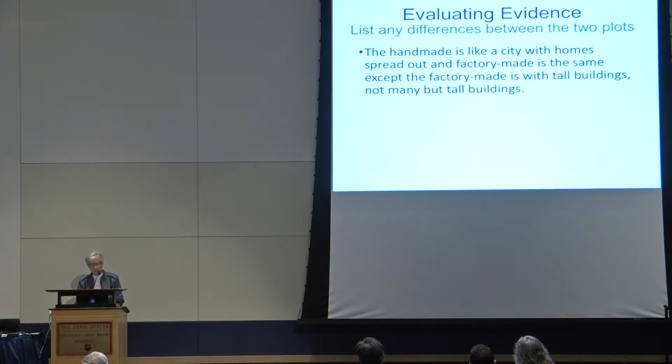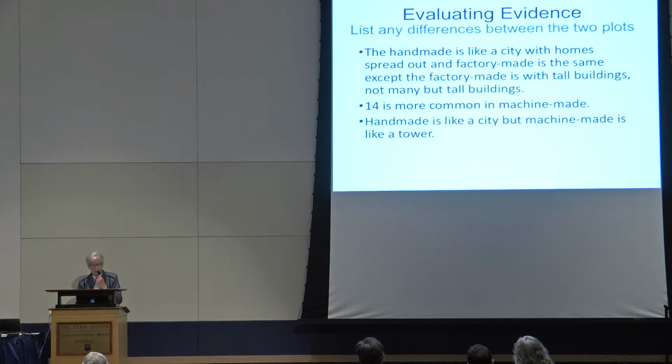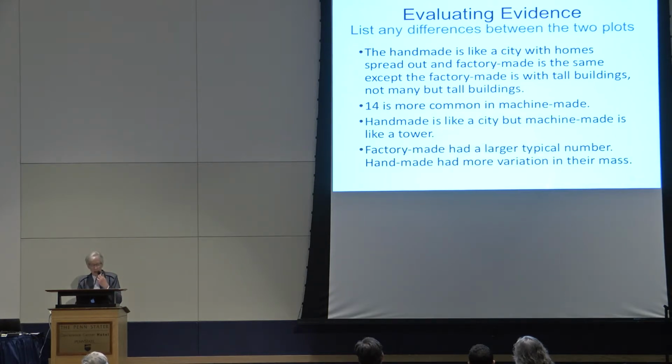The handmade one's like a city with homes spread out, and the factory one is the same, except the factory has tall buildings, but not many tall buildings. I mean, why not? That's their language. 14's more common. Handmade's like a city, but the other's like a tower, and has a larger typical number.